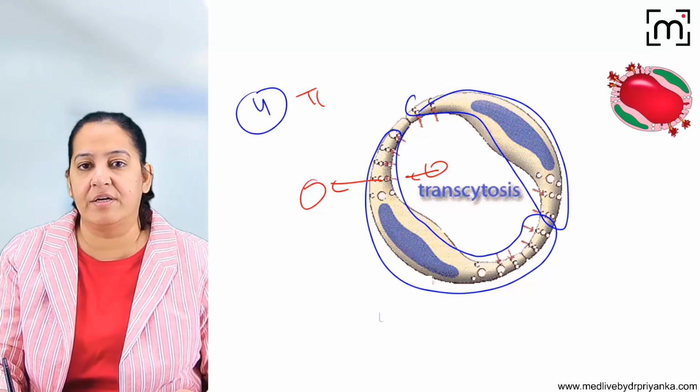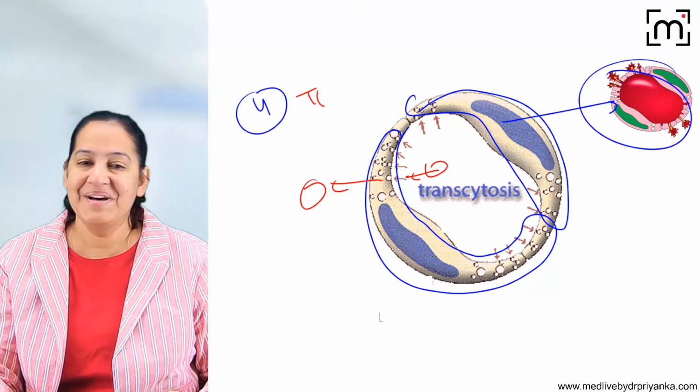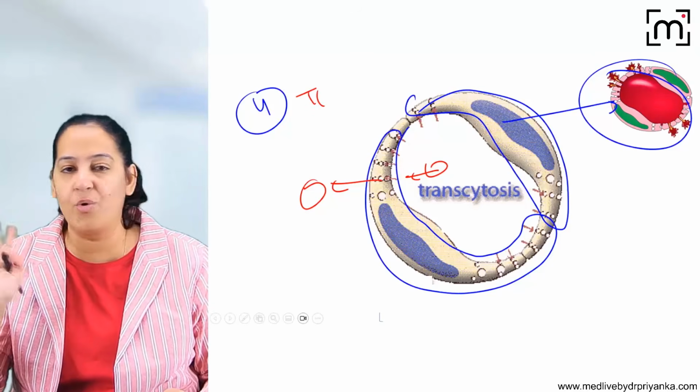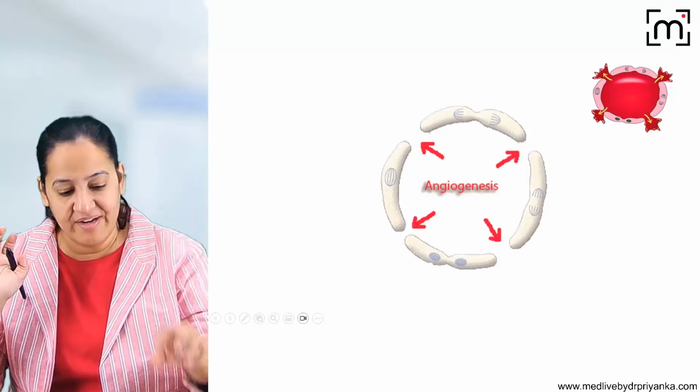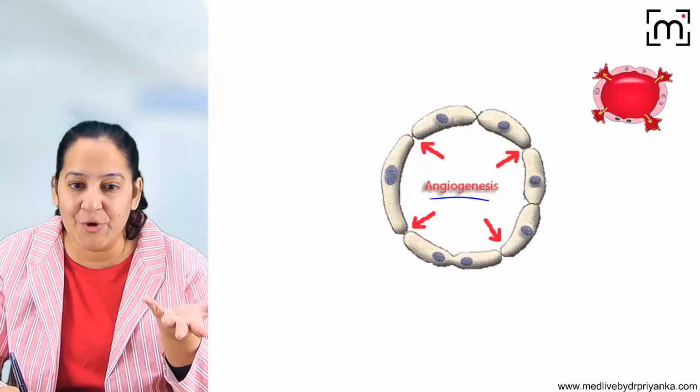And the same we tried to show you here. So it can be at the junction. I mean, there is no gap. It is cell to cell movement. And the fifth one is angiogenesis. Angiogenesis is formation of new blood vessels.